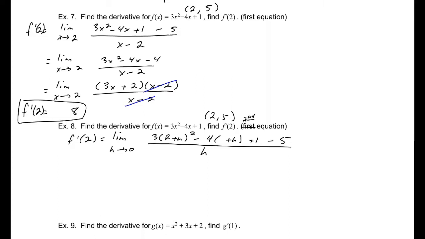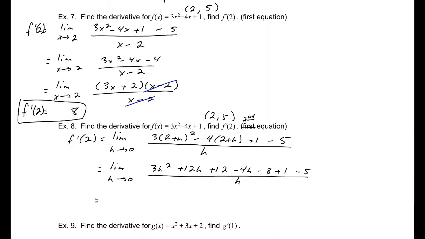All right. Now, doing some algebra off to the side, this is going to be the limit as h goes to 0 of 3h squared plus 12h plus 12 minus 4h minus 8 plus 1 minus 5. I believe that's right. We have a minus 8 minus 4h. Okay. And then squaring that, that's going to be a 4, so we get a 12 in there. That is a 4h times 3, so 12h, and then a 3h squared. Okay. All that divided by h.